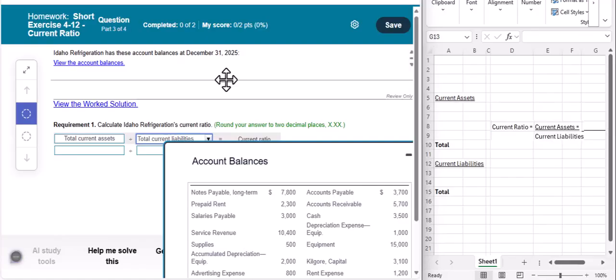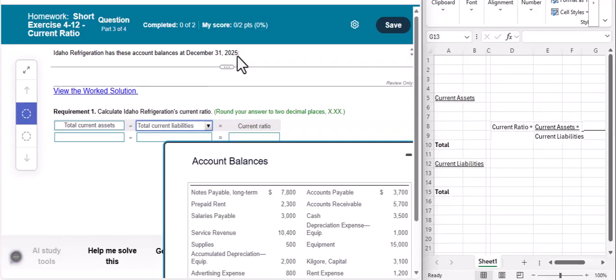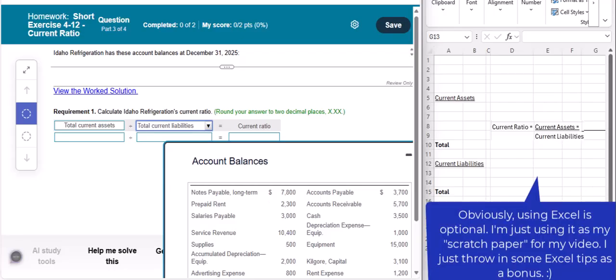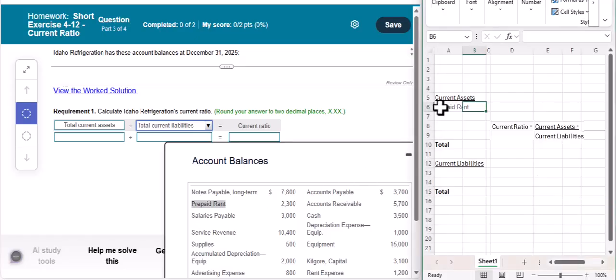I'll reopen our account balance table and go through these and figure out which ones are current assets. On the right hand side here I have my Excel scratch paper, my version of scratch paper for videos. Let's go through here and find our first current asset. Notes payable, no. Prepaid rent, yes, that is a current asset. So we will copy and paste our label here, $2,300 for our prepaid rent.